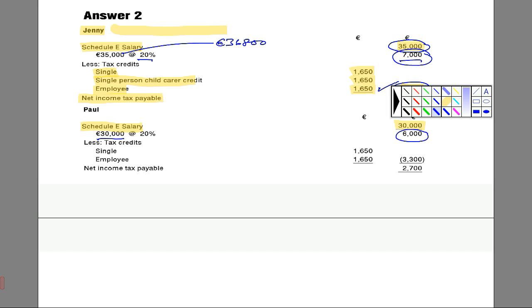What do we know about his credits? Well, we know that he's definitely not married. Therefore, he's going to get the single credit. That's 1650.